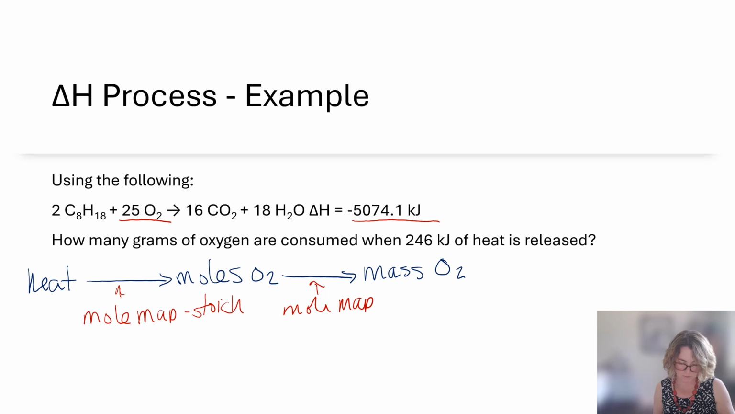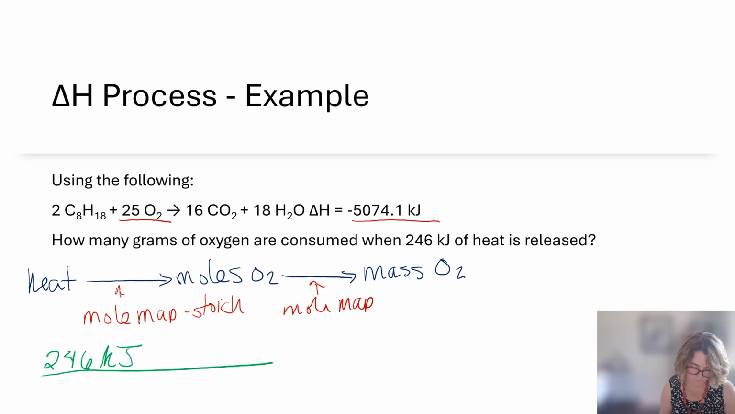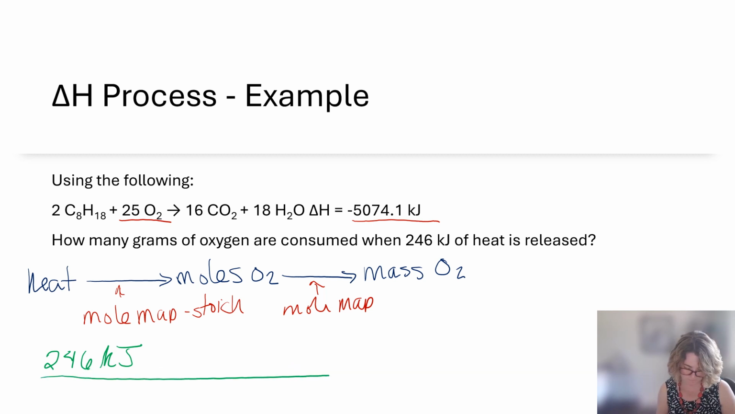All right, so let's go ahead and write this all out. So in this case, I'm starting out with heat. So I'm starting out with 246 kilojoules of heat. Oh man, I cannot draw a straight line. Oh, let's try that again. It's a little bit better. All right, so I'm going to use my mole map. I want to use stoich. And here I'm comparing my energy to my moles of oxygen.